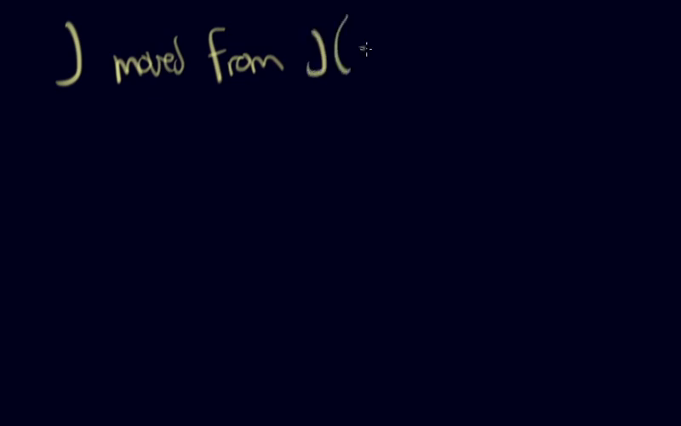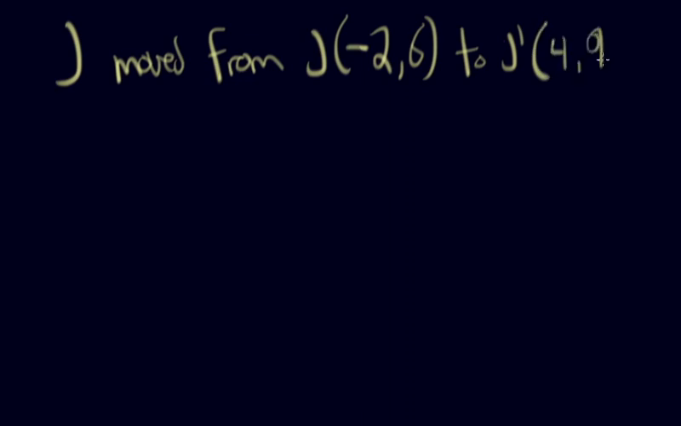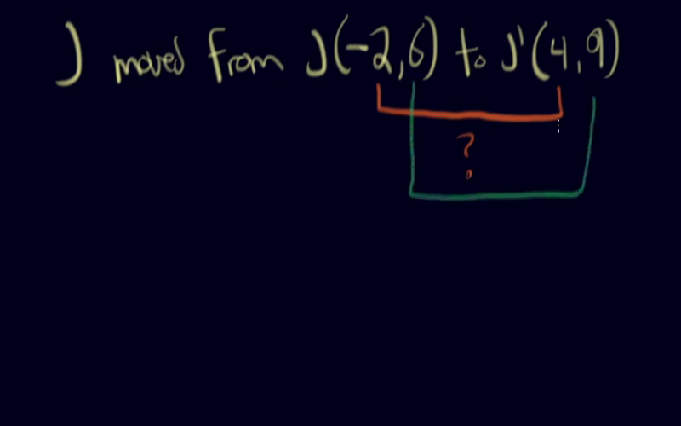The math is always fun. So here we go. We're going to say that J moved from the following. We're going to say from the J of negative 2, 6. And it moved all the way to the image of 4, 9. There we go. So how did it happen? I want to know, how did that happen? And how did this happen?